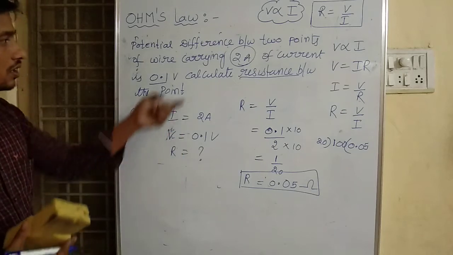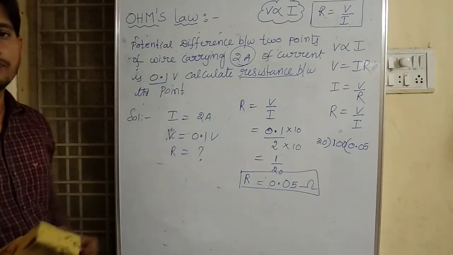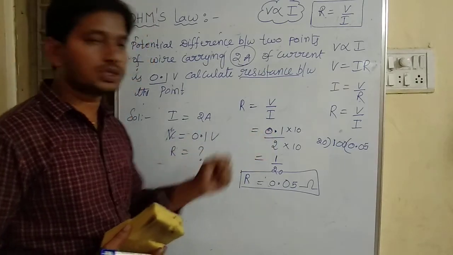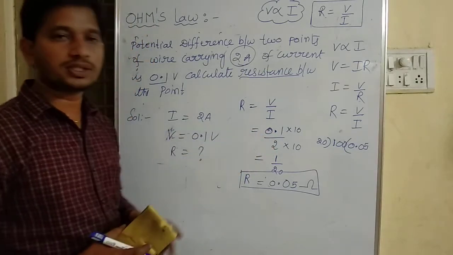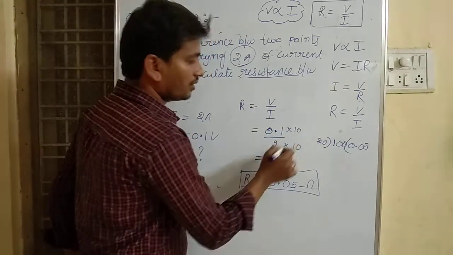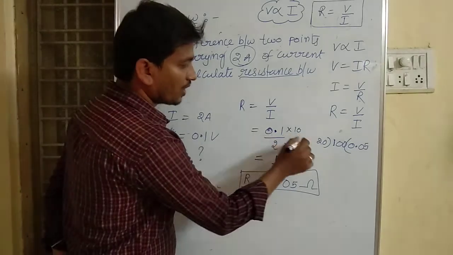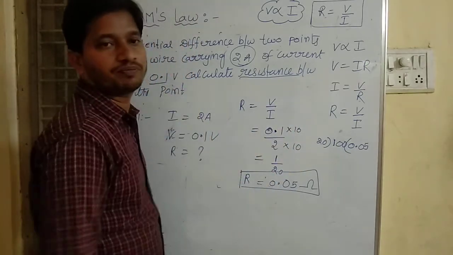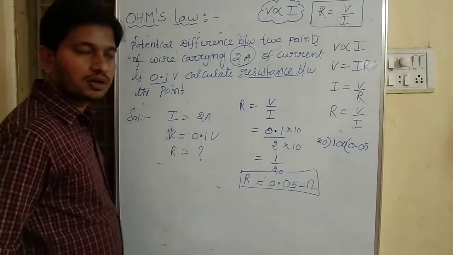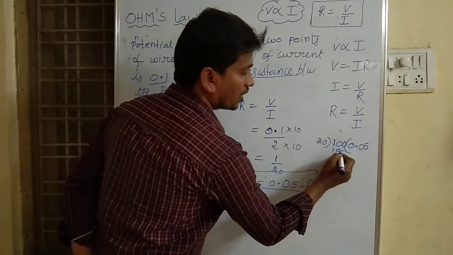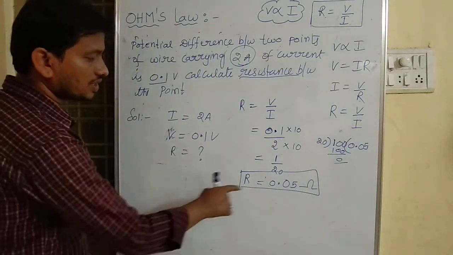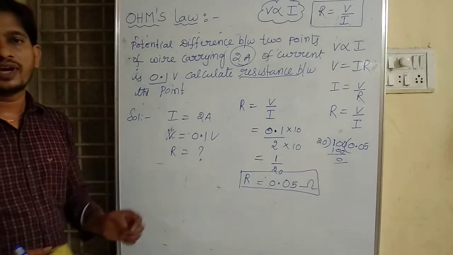Once again, they are asking to find out resistance, R equal to V by I. V is given as 0.1 volts and I is given as 2 amperes. Here after 0.1 there is one digit, so multiply by 10. 0.1 into 10 is 1, and 2 into 10 is 20. 1 by 20 gives 0.05. So resistance is equal to 0.05 ohms.